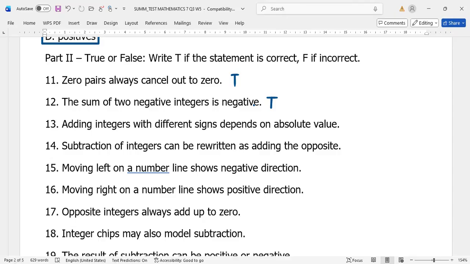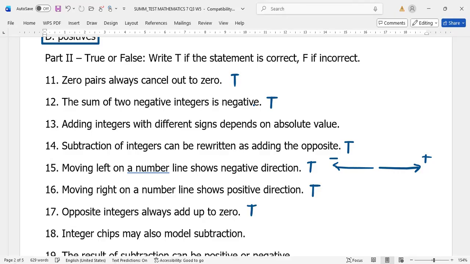Okay, subtraction of integers can be written as adding the opposite. That's true. Moving left on a number line shows negative direction. That's true. Moving right on a number line shows positive direction. That's true. Okay, so again, going to the right, it's positive. Going to the left, that is negative.